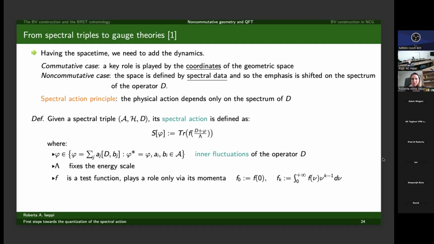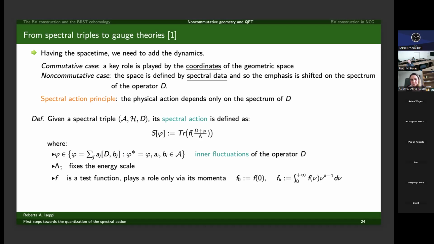The spectral action is defined to be the trace of a function of (D + φ)/Λ. Let's see the different pieces. This φ is a so-called inner fluctuation of your operator. It's an element that can be written as a finite sum of products between a_j, which is an element in your algebra, and the commutator of D with another element of the algebra, with the extra condition of being self-adjoint. So φ* = φ, where the star is the star of your star-algebra.